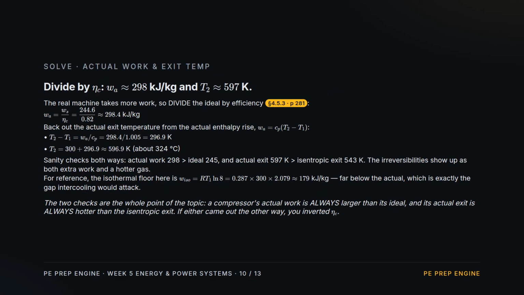Step 2. The actual machine. Divide the ideal work by the efficiency of 0.82, and you get about 298 kilojoules per kilogram. Back out the real exit temperature from the actual enthalpy rise. The temperature climbs 297 Kelvin, landing near 597 Kelvin, about 324 Celsius. Check it both ways. Actual work exceeds the ideal, and the actual exit runs hotter than the isentropic exit. The irreversibilities show up as both extra work and a hotter gas. For contrast, the isothermal floor here is only about 179 kilojoules per kilogram. That big gap is exactly what intercooling would chase down.